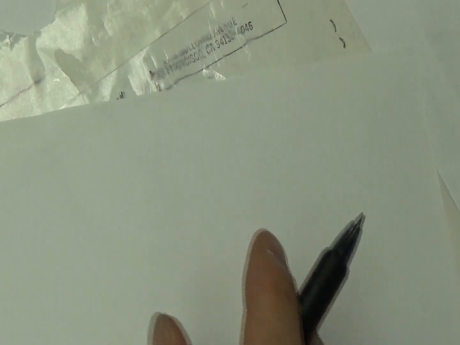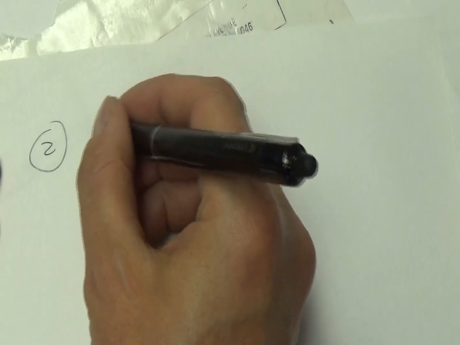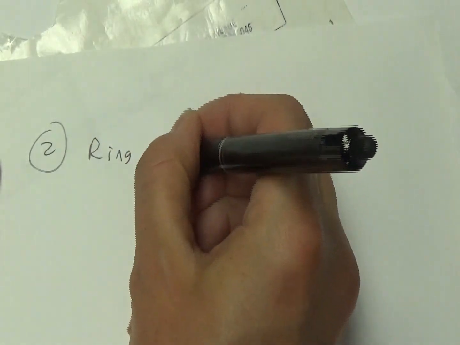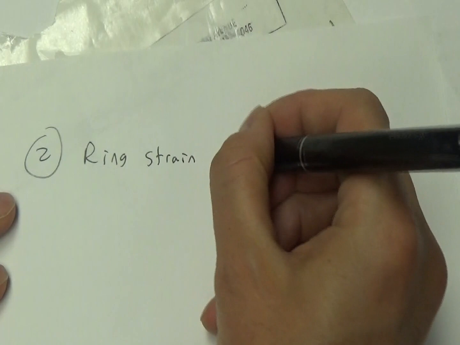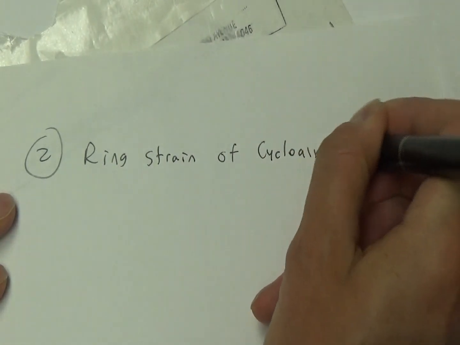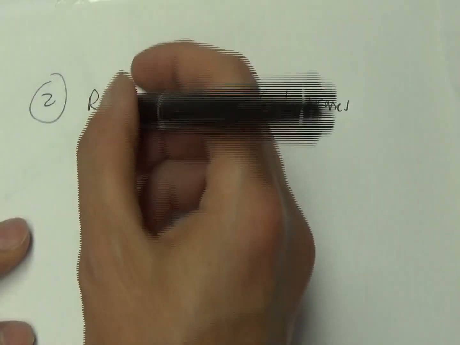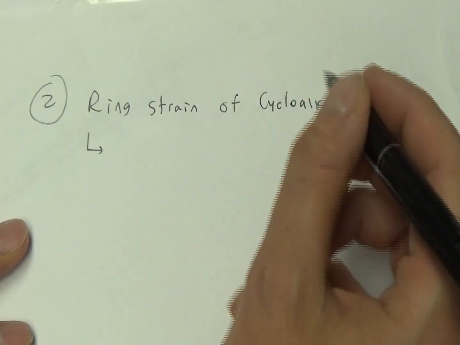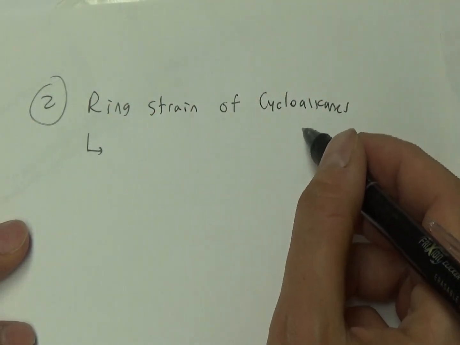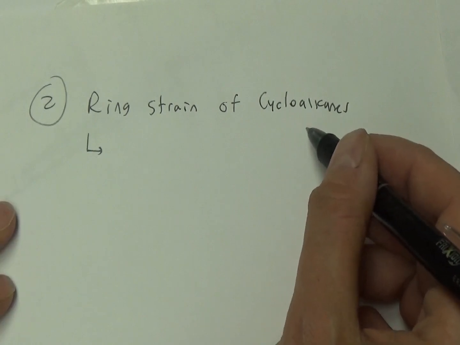Okay, next thing about cycloalkanes as we proceed through chapter 4. Next thing to know about cycloalkanes, we're on to number 2: ring strain of cycloalkanes. The basic summary here is that some cycloalkanes are more strained, or unhappy, than others.